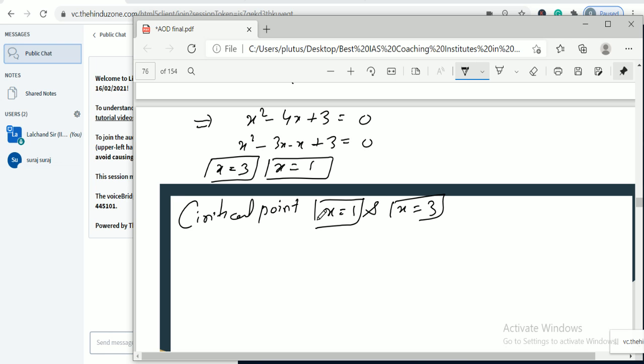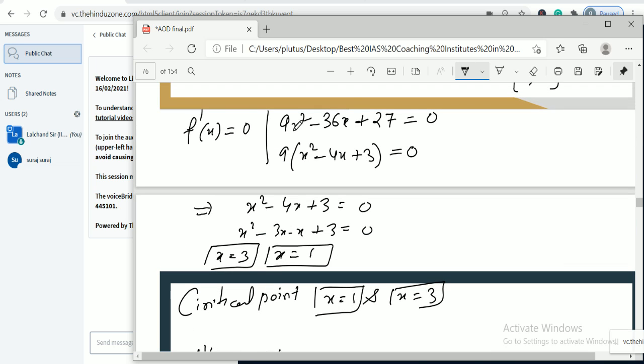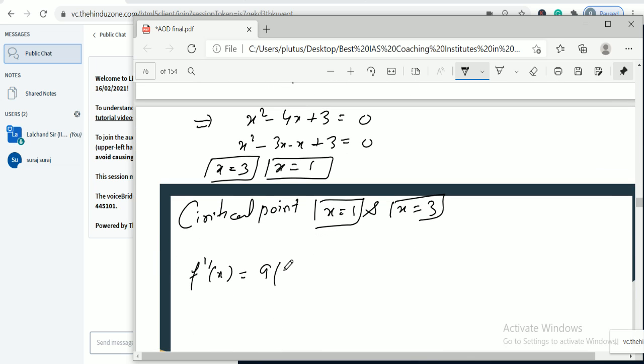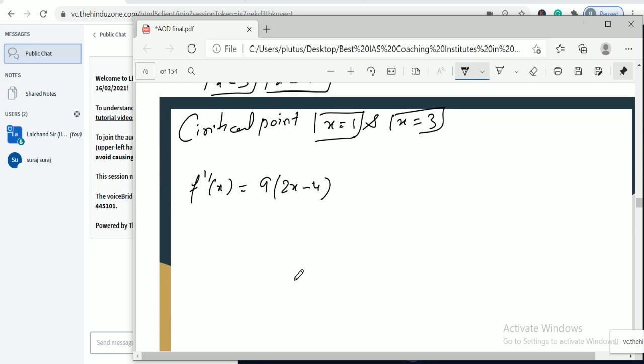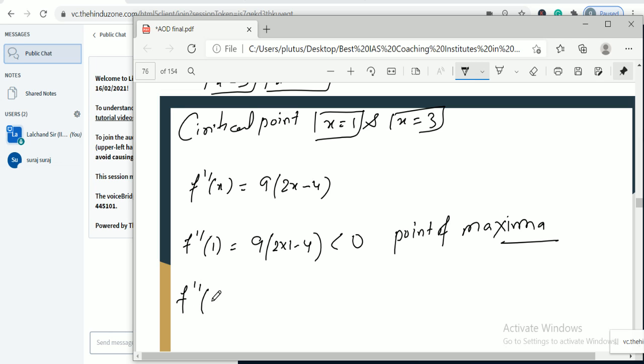Now for maximum and minimum we need to find f double dash x. What is the value of f double dash x? 9 times 2x minus 4. So what is the value of f double dash x at x equals 1? 9 times (2 into 1 minus 4). So we can say this is negative, so this is a point of maxima. For f double dash at 3, what is the value? 9 times (2 into 3 minus 4). This is greater than 0, so this is a point of minima.